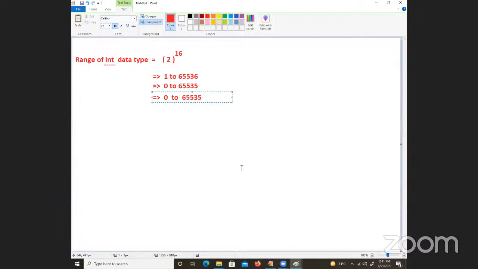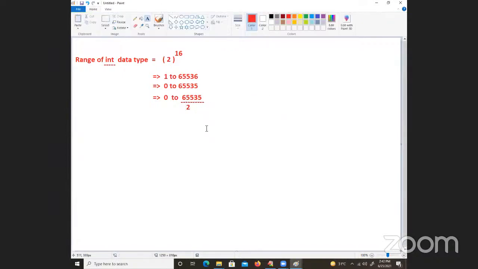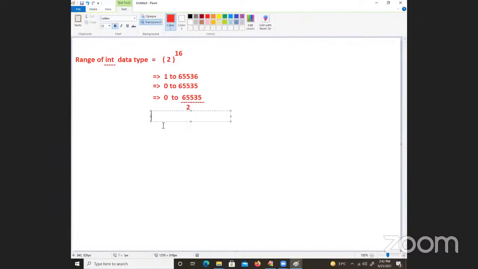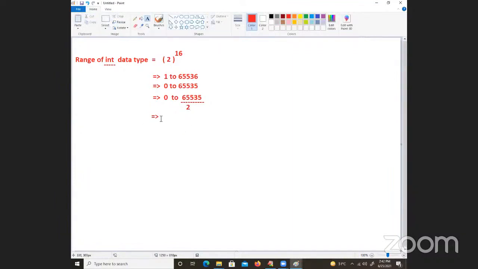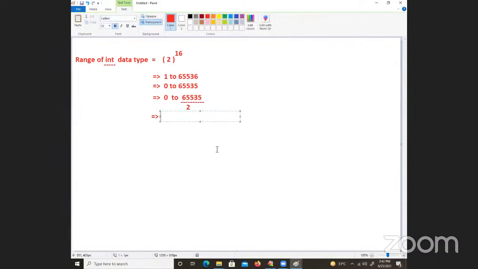65,535 divided by 2. I will write it: divided by 2. Why am I writing divided by 2, guys? Can you tell me? Because our integer data contains two signs, positive sign and then negative sign. That's why I'm writing by 2. If I do divided by 2, it is going to contain two partitions.